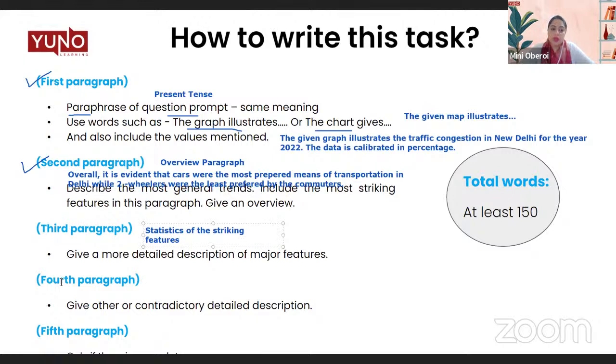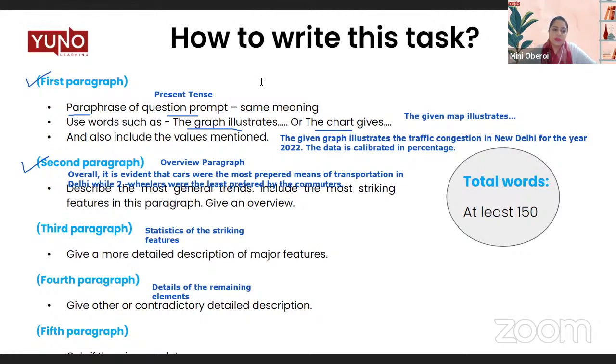When we talk about the fourth paragraph, the striking features for us were cars and, let's say, two-wheelers, and we gave their statistics there. We still have three elements left in the visual input which we have not discussed. So we'll put their details in the fourth paragraph: details of the remaining elements. We give their statistics here.